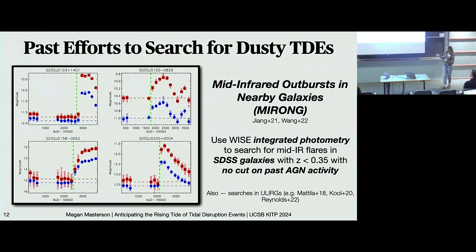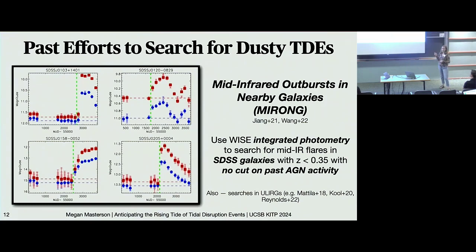We're not the first to have done this, so I want to highlight just one group that has done this before. This is the MIRONG sample, which stands for the mid-infrared outbursts in nearby galaxies, and I'm showing an example of a few of their sources on the left here. MIRONG did a slightly different study than what I'm going to talk about today, where they used integrated photometry from WISE. They restricted to SDSS galaxies within a redshift of 0.35. And importantly, they made no cuts on AGN activity.